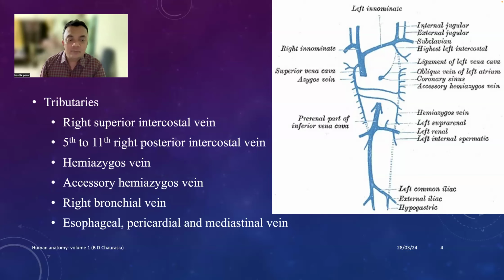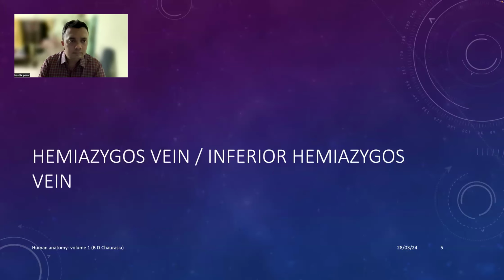Then it has the right bronchial vein and several tributaries from the esophageal, pericardial, and mediastinal veins. All these will form together to make an azygos vein.